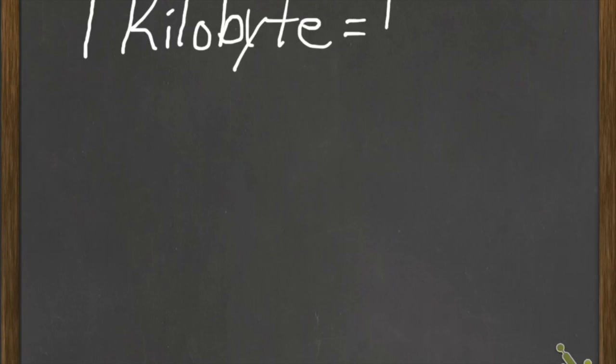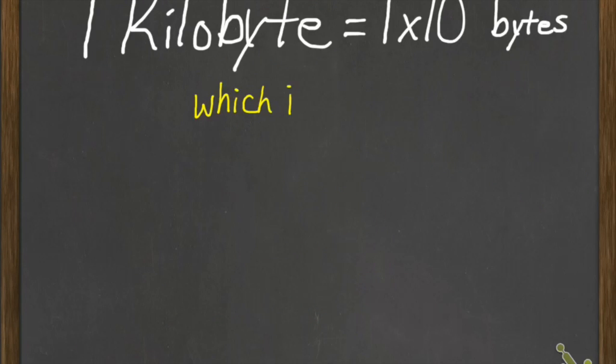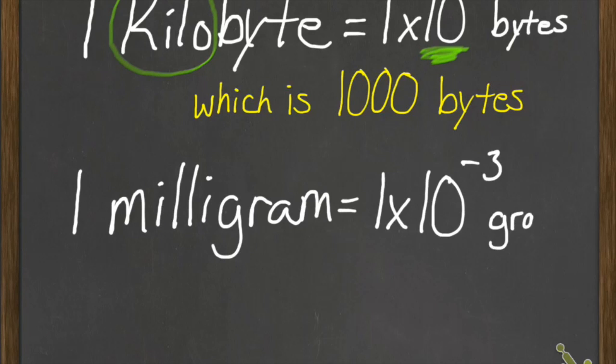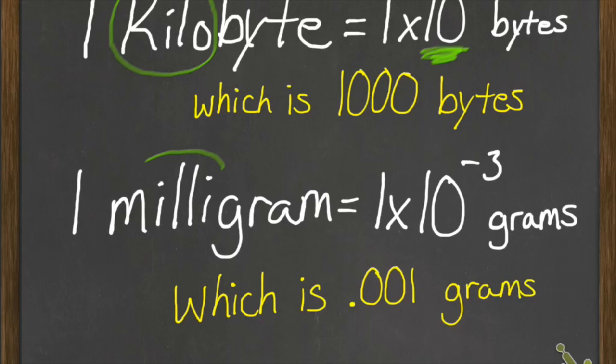Let's finish up here with what we talked about with prefixes. Kilo, remember, means 1,000 times greater. So 1 kilobyte is equal to 1 times 10 to the third, remember the scientific notation. 10 to the third is the same thing as 1,000. 10 times 10 is 100, and 100 times 10 is 1,000. So 1 kilobyte is equal to 1,000 bytes. A kilobyte is 1,000 times greater than a byte.